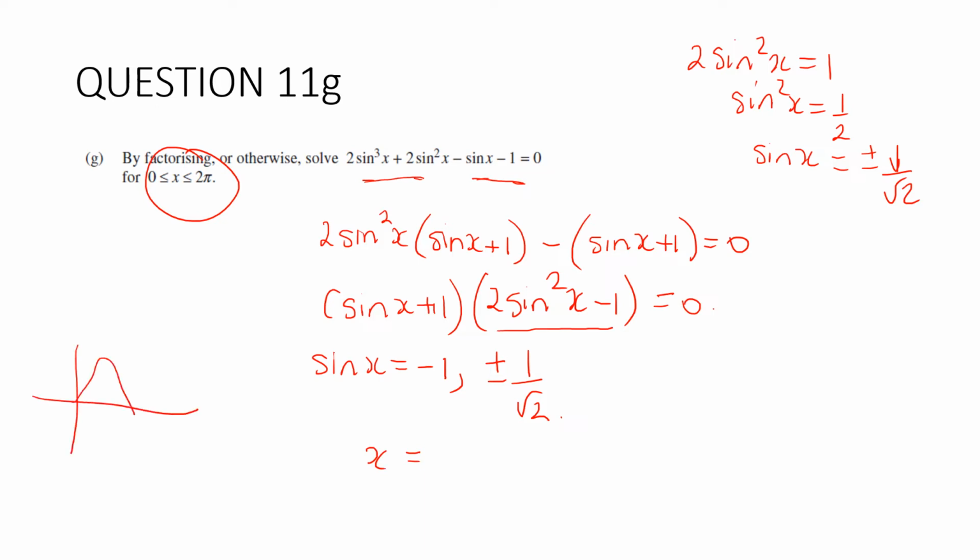Sine curve looks like this. That's going to be 3 pi on 2. And then we want plus or minus 1 on root 2, which means going around all four quadrants. Inverse sine of 1 on root 2 is pi on 4. We're going to get 3 pi on 4, 5 pi on 4, and 7 pi on 4.